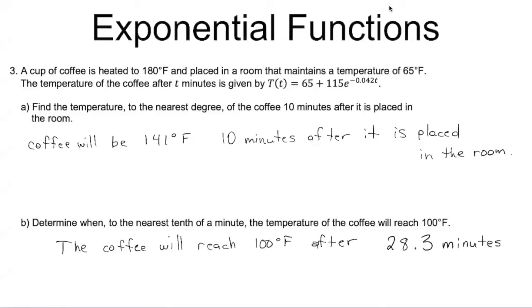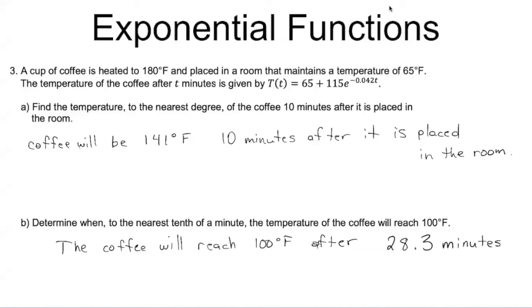So back to our worksheet. We are able to summarize these two parts of question 3 as follows. When asked what the temperature of the coffee will be to the nearest degree 10 minutes after it's placed in the room, we can conclude that it will reach 141 degrees Fahrenheit.